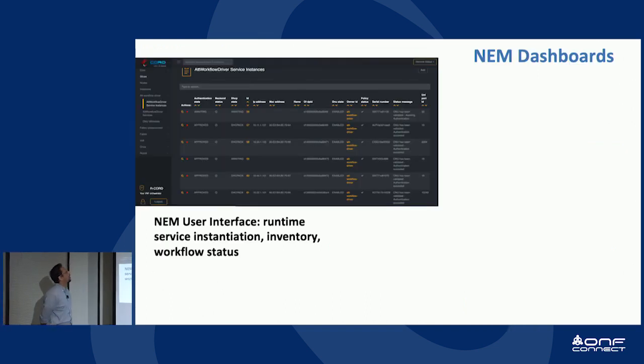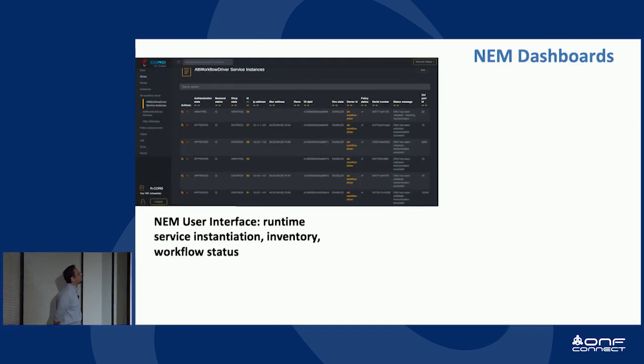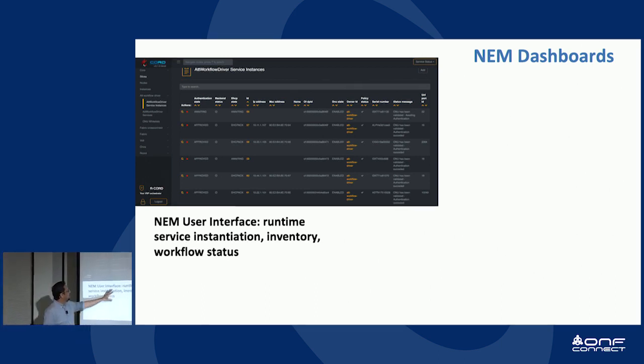So a quick look at what these dashboards look like, this is something that you will see from the XOS GUI. For example, this is the user interface that tells you about the inventory, the service instantiation, workflow status. So in this particular case, you're looking at AT&T's workflow for the SEBA pod, and it's telling you things about how authentication is being done, what is the DHCP assigned IP address, what is the state of the ONUs, are they enabled, are they disabled, and so on, right? So this is one dashboard.